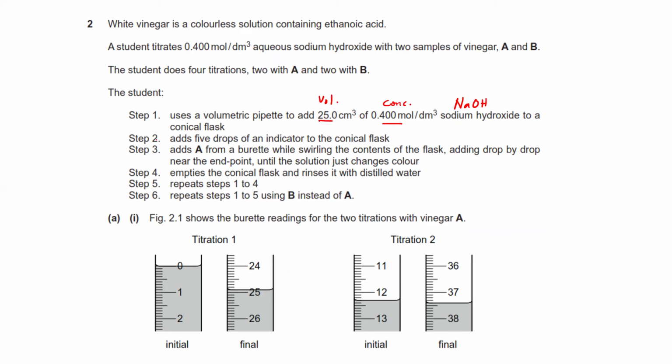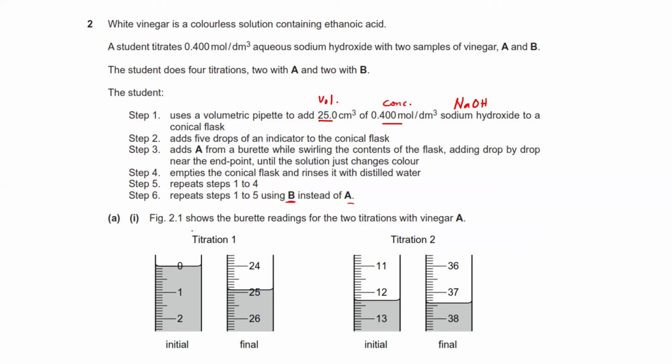Then step 2: add 5 drops of indicator into the conical flask. Step 3: add A from the burette while swirling the contents of the flask, adding drop by drop near the end point until the solution changes color. Step 4: the student empties the conical flask and rinses it with distilled water. Step 5: repeats steps 1 to 4. Step 6: repeats steps 1 to 5 using B instead of A.